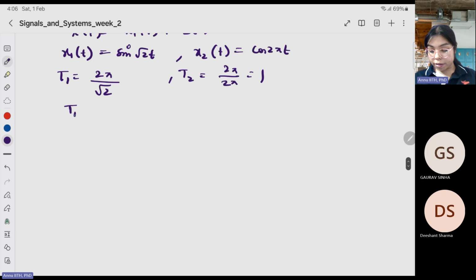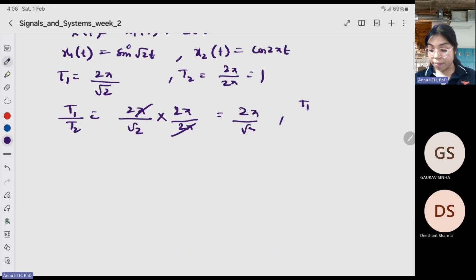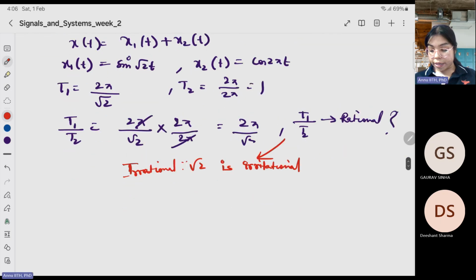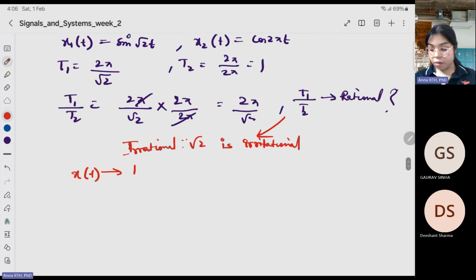So we need to find the ratio of that. So 2 pi by root 2 divided by 2 pi by 2 pi. So this is just 2 pi by root 2. We need to find whether T1 by T2 is rational or not. What do you say? Is it rational? The answer is irrational because root 2 is irrational. So the particular signal x(t) is non-periodic in nature.